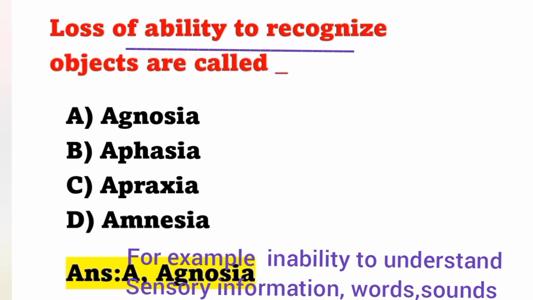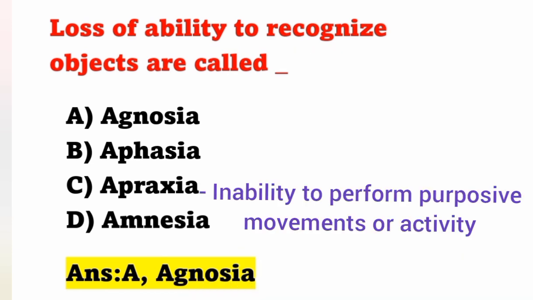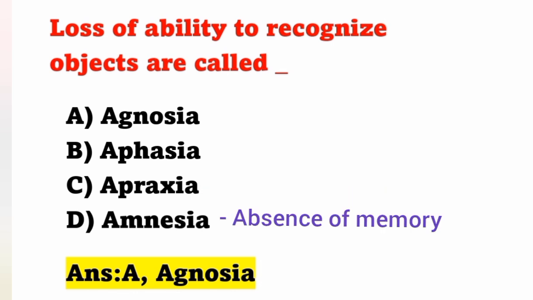For example, inability to understand sensory information, that is touch, sense related information, words, sound, that is inability to recognize objects. Object means anything. That is known as agnosia. And option C, apraxia. Apraxia means inability to perform purposive movements or activity. And last option, amnesia. Amnesia means absence of memory. Move on to the next question.